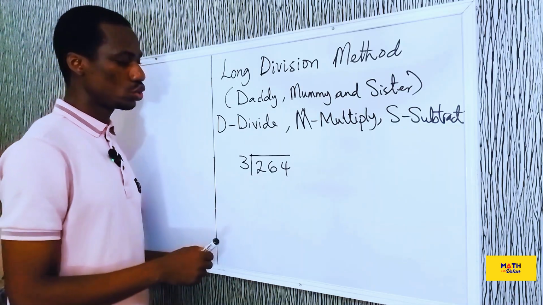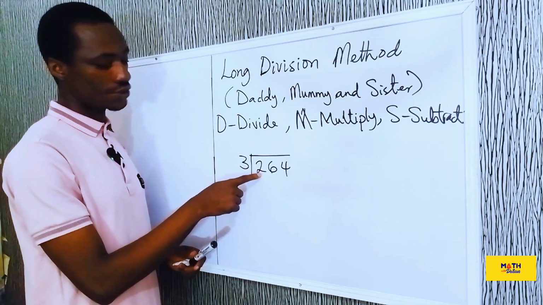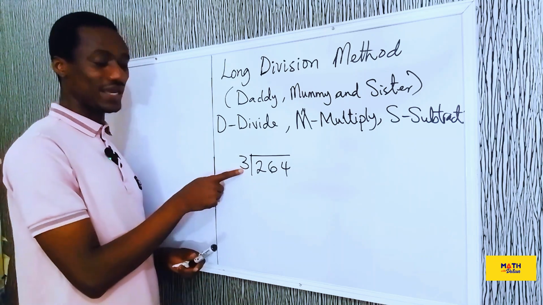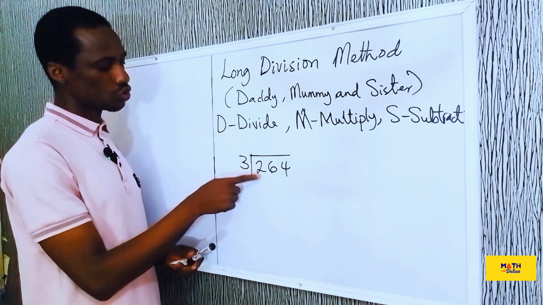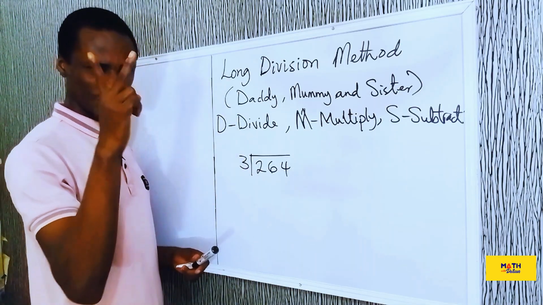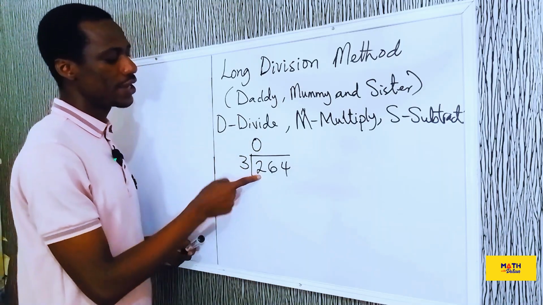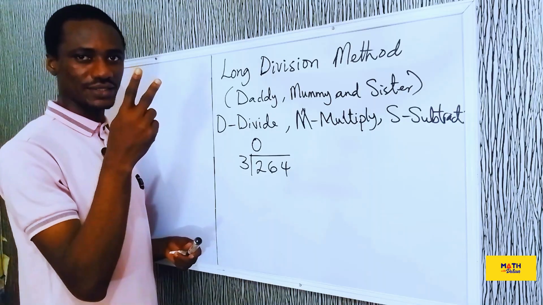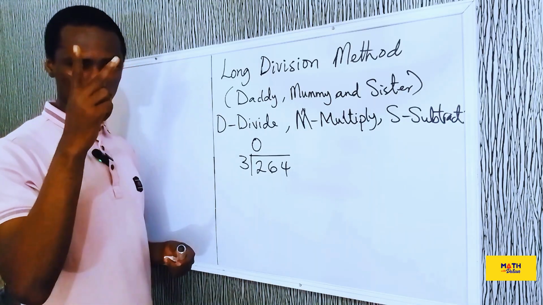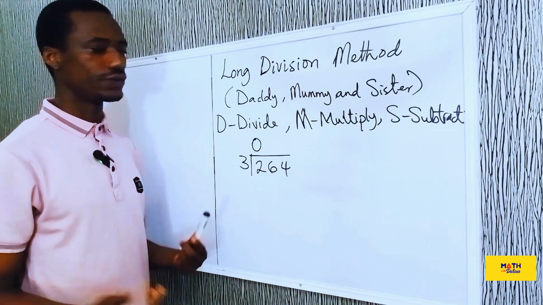So 3 in 2, that's the first thing we're doing. We divide. That's 2 divided by 3. Look at what we're dividing by, the guy outside, which is 3. 2 is less than 3. So how many 3's can we get in this? That's 0. We can't get any 3. When you find a number that is less, the quotient is 0, and 2 is still remaining.